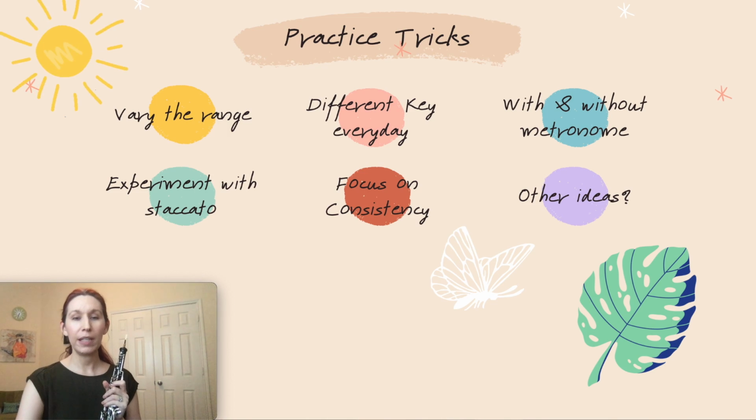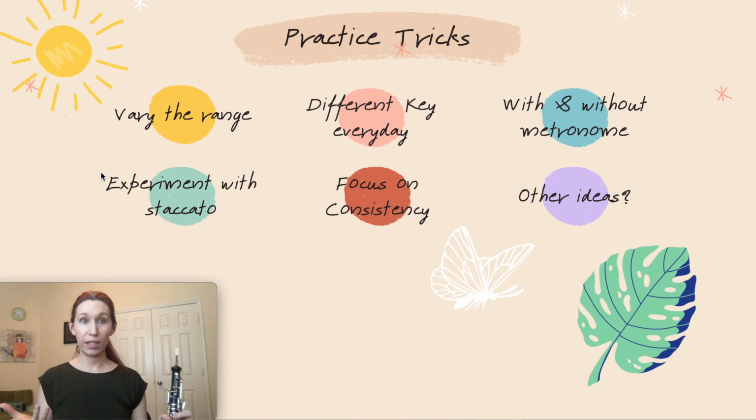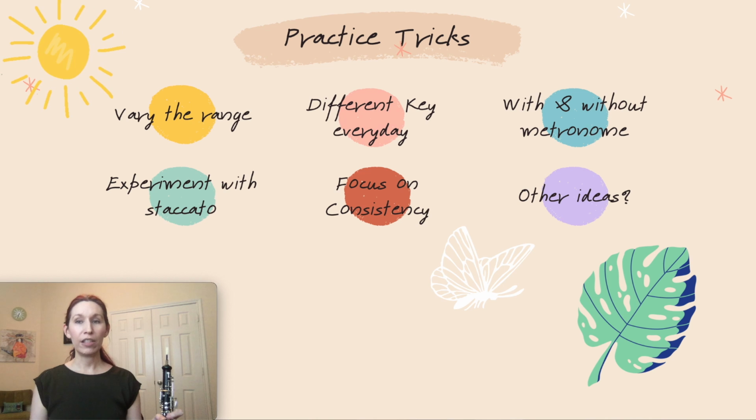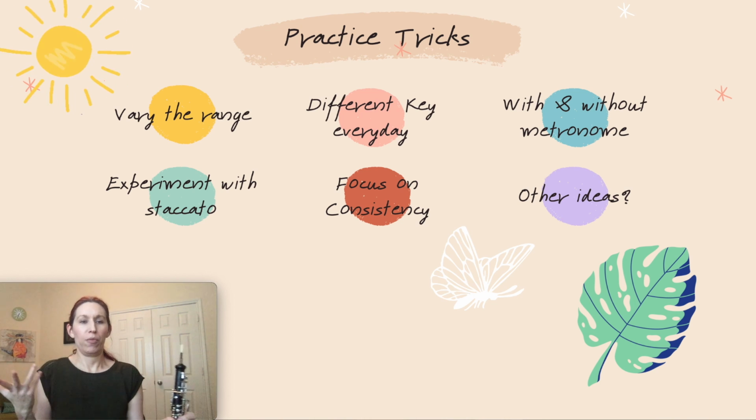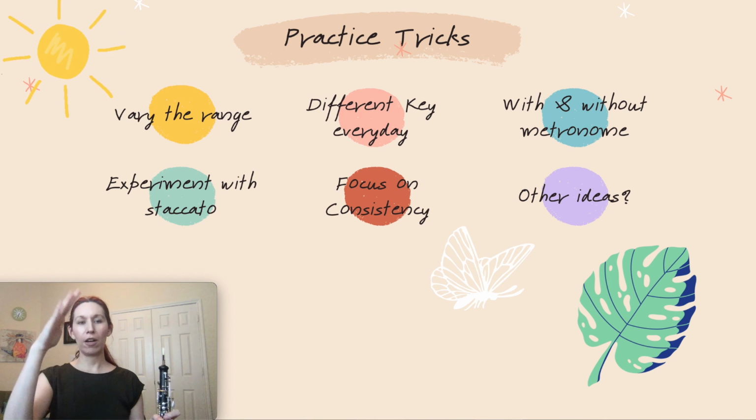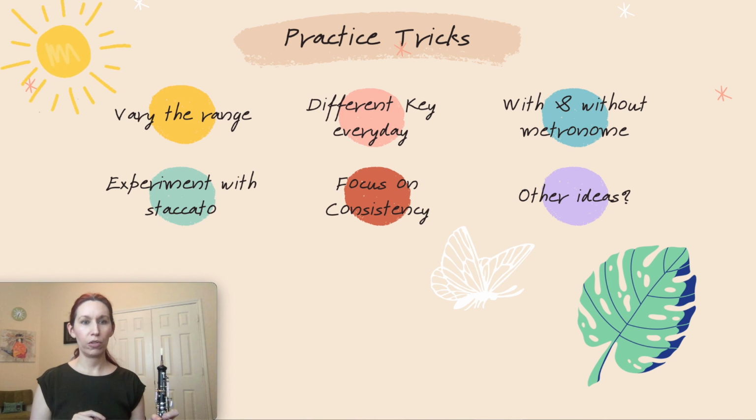First thing is, please vary the range of your scales, right? If this is really difficult for you, like it was for me when I first started doing it, then start with 1 octave scales, right? And then you don't have to jump from 1 octave to 2, although you can. You could do 1 octave plus 3 notes or plus 6 notes, whatever you want to do. So you can vary how many of the notes, how much of the range you use on the oboe.